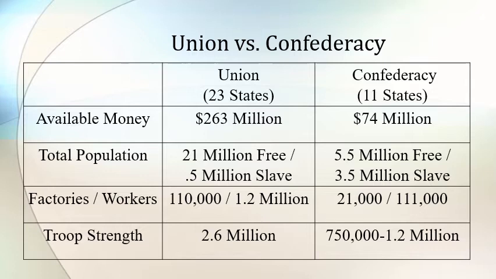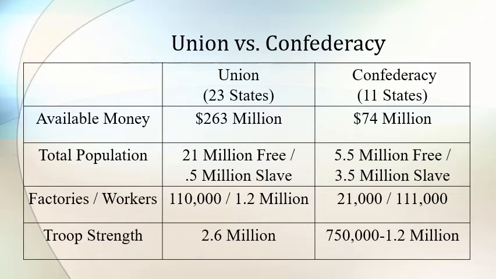First of all, in terms of just the number of states involved on each side, the Union held an advantage, 23 states versus the 11 states associated with the Confederacy. Money. A lot of the financial institutions in this country, as we just talked about in the past, are in the Northeast, so it makes sense that the Union would have $263 million at its disposal compared to just $74 million for the Confederacy. Population as well. The North would have fewer slaves, just 500,000, compared to 3.5 million slaves in the Confederacy. But look at the number of free persons in the North. 21 million versus just 5.5 million in the South.